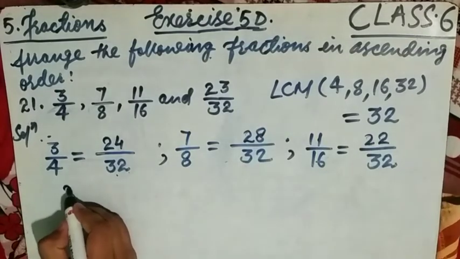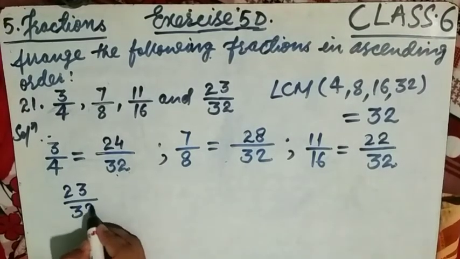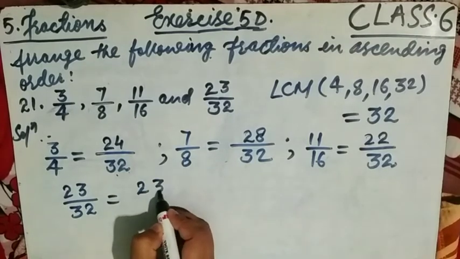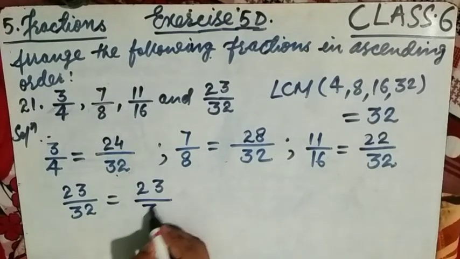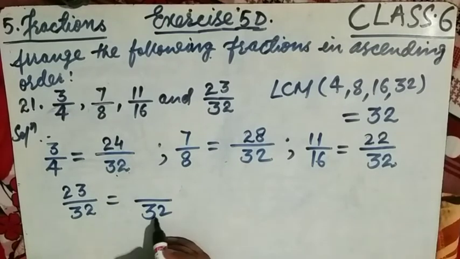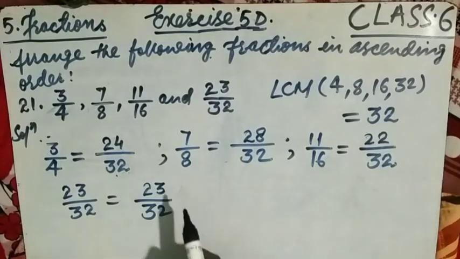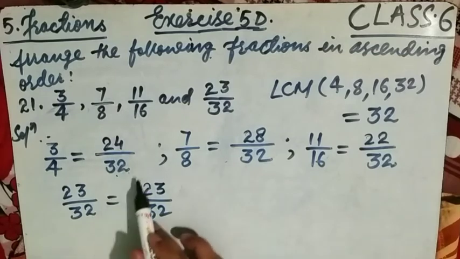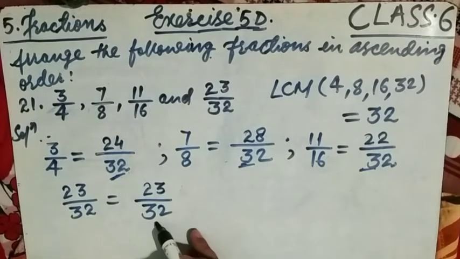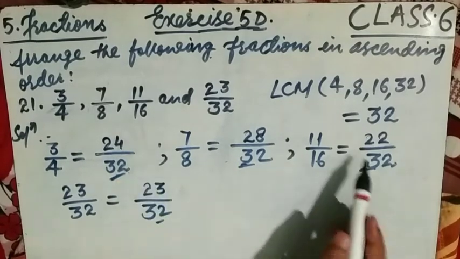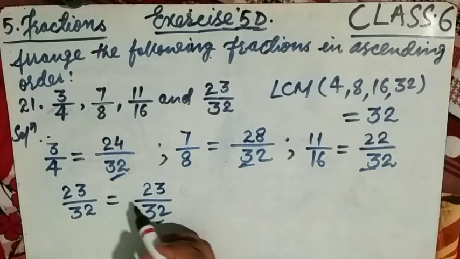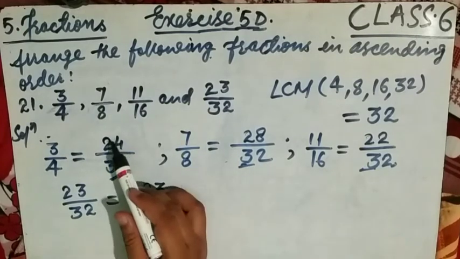Now the last one, 23 by 32, is as it is. That means first put the denominator as 32, divide 32 by 32, which becomes 1, and 1 multiplied by 23 is as it is, 23. Now we have changed all the fractions into like fractions. Have a look: like fractions means fractions having the same denominator, 32, 32, 32, 32 is the same denominator. Now we can easily decide which fraction is greater. Once all the fractions are like fractions, we have to see the numerators.